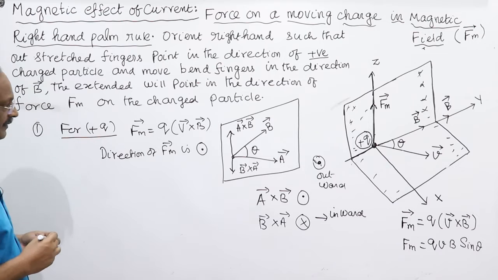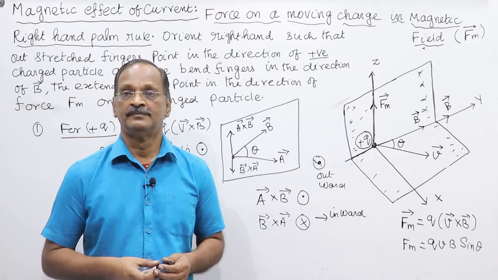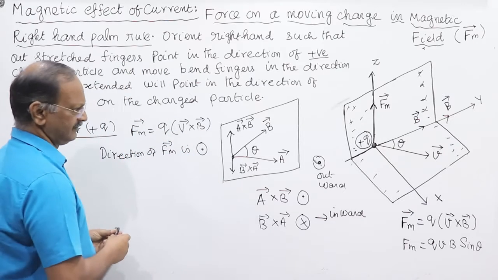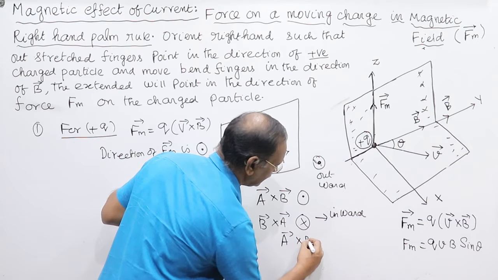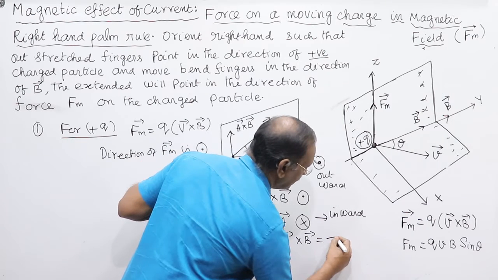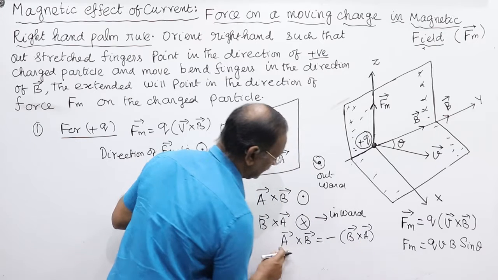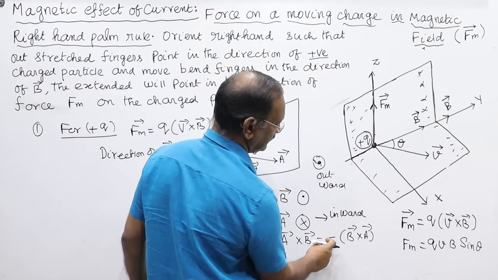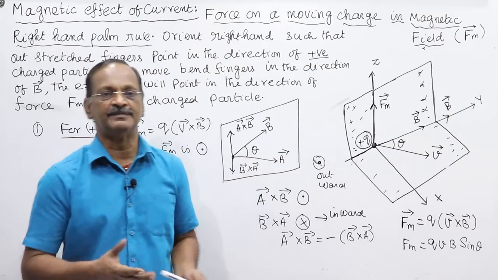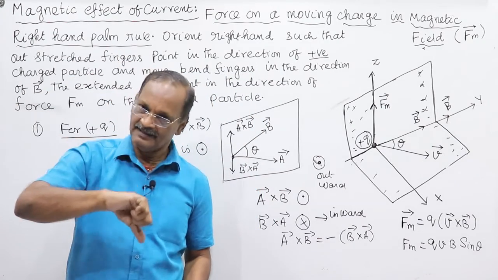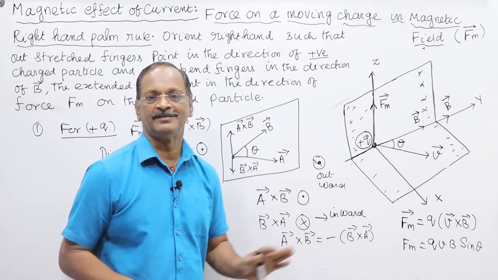Now we are talking only for positive charge. Positive charge particle is moving. How about the negative charge? Negative charge, how will we describe? So negative charge means, see, from the vector product, A cross B vector is equal to minus of B cross A. That is, the direction of A cross B is opposite to B cross A. It means A cross B in this direction means B cross A will be in the downward direction. Very simple, only the direction changes, the rest all remains same.